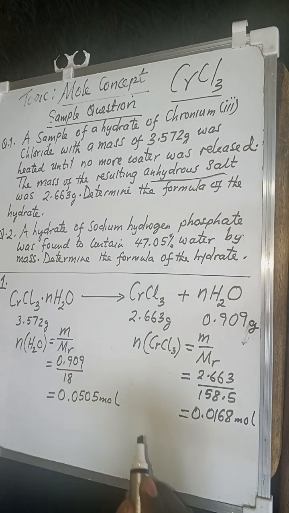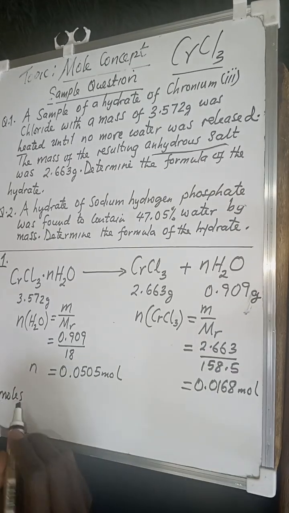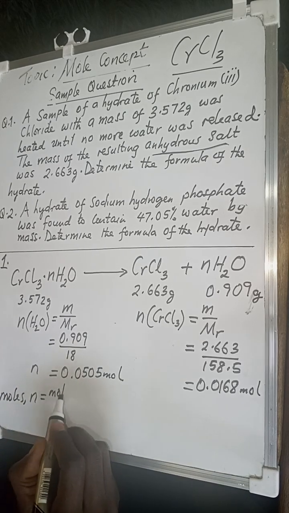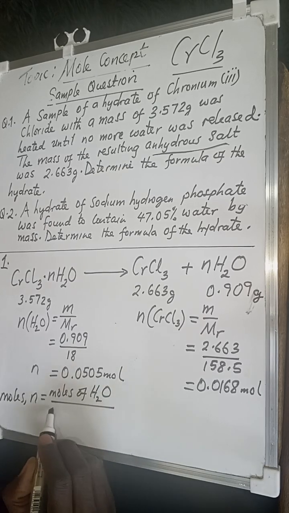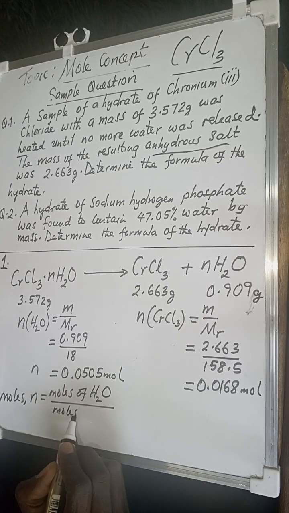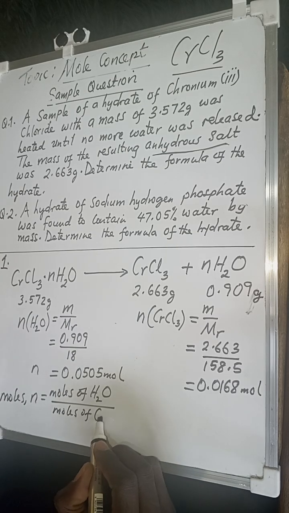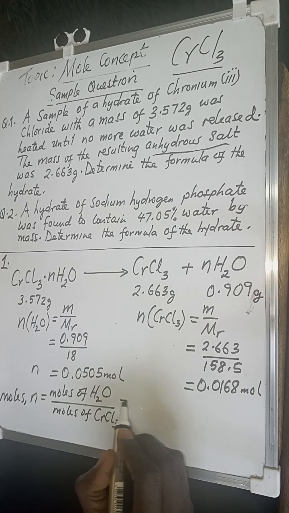What next do you do? Well, you apply the formula that we talked about. Remember what we said there? In order to find the number of moles n, we simply said it is the moles of H2O divided by the moles of the anhydrous salt. In this case, we are talking about the chromium 3 chloride. That's what we mean.